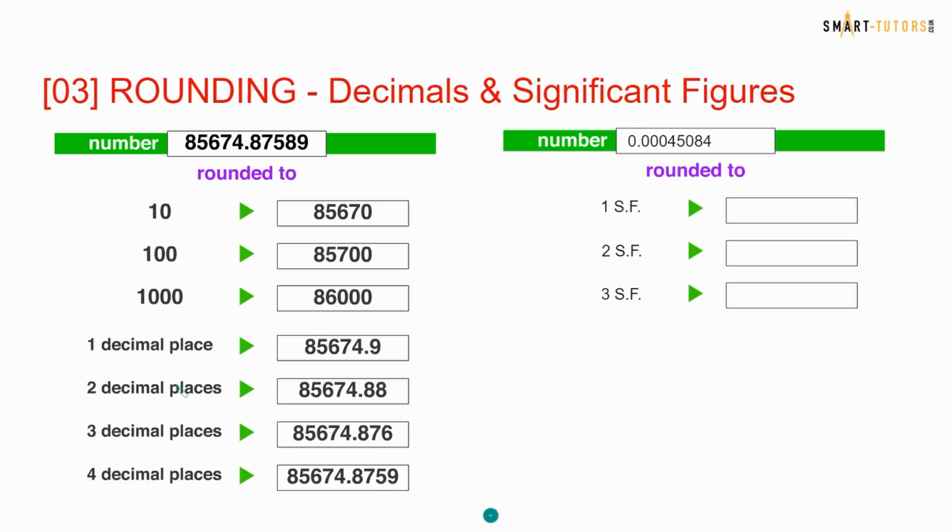85674.87589 rounded to 10 means 10 has only one zero. One zero means the ones digit is the decision maker. The decision maker is less than 5, so it's going to be 0 and the rest of them are going to be 0. So the answer is 85670. 100 has 2 zeros, so 2 zeros means the second number is the decision maker, which is 7. It is going to give 1 to the front number and it's going to die. Die means basically it becomes 0. So the 6 becomes 7, and the answer is 85,700.